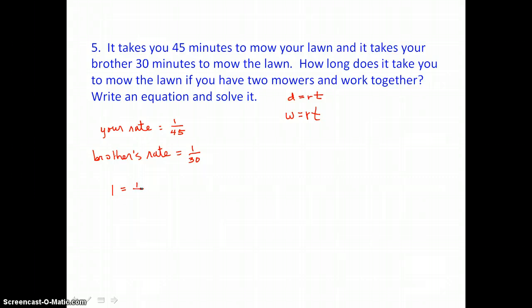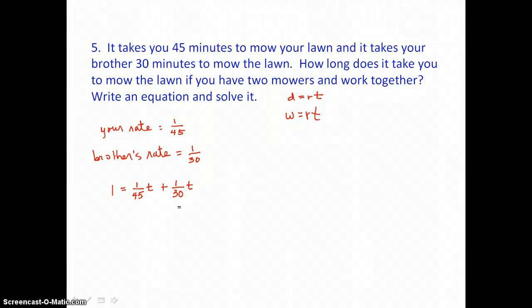So your rate is 1/45 and your time is t. That's what we're looking for. But your brother's also mowing and his rate is 1/30 and his time is also t. You're taking the same amount of time to mow this lawn. So here's our equation, work equals rate times time, only there's 2 of you working. We want to solve for t.